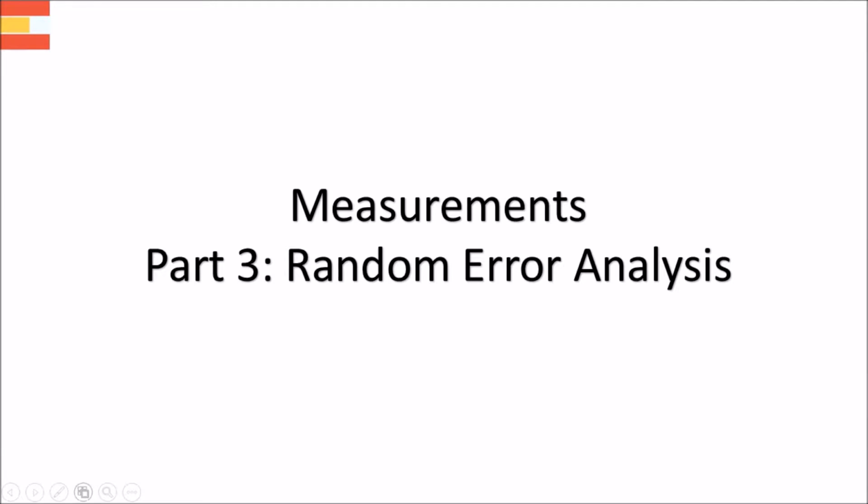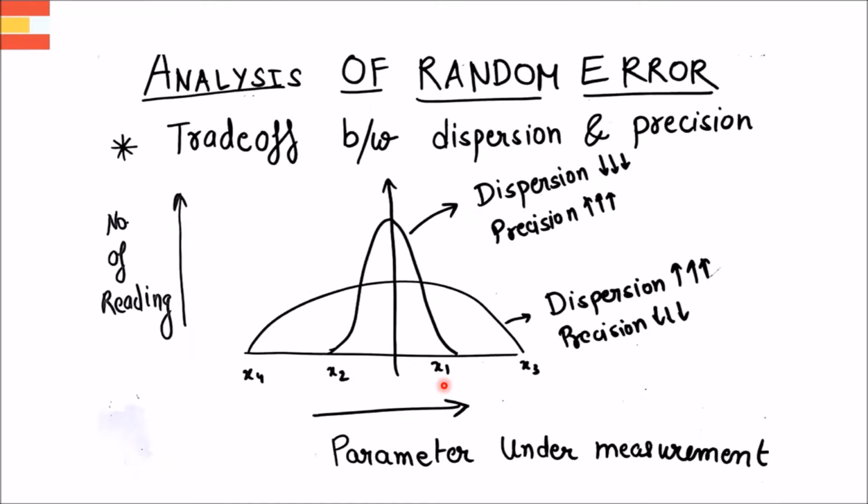Today we will discuss part 3 of the measurement subject, that is random error analysis. So let's start. Basically, the analysis of random error is done by statistical analysis because the number of values under measurement is very large. We take a large number of readings, then analyze the data. That is done by the statistical method.